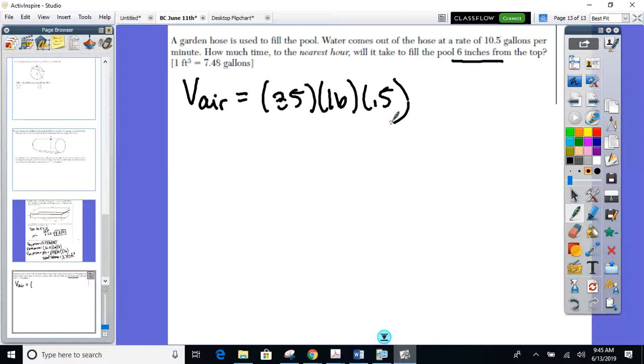That's just the empty space on top with no water. That's the volume of it with no water. And then I'll take that and subtract it from the total. And that'll be how much water I have in the pool. So the total minus the volume of the air. This is driving me nuts.